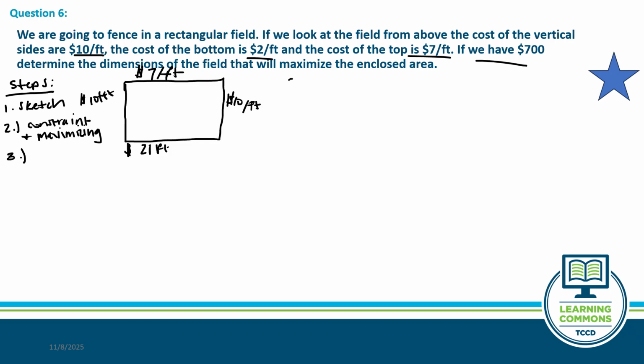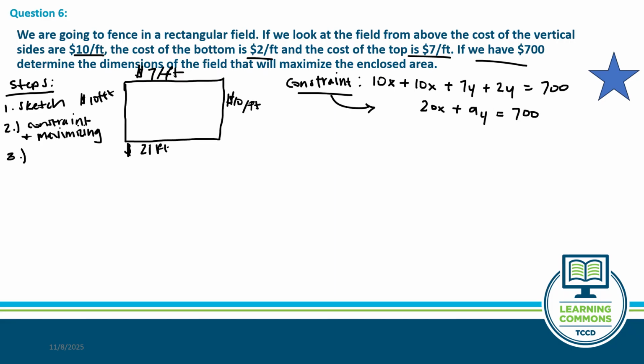my constraint equation is I have 10x plus 10y plus 7y plus 2y to get me to $700 total, right? This is all my cost. So 20x plus 9y equals 700. Okay, that's my constraint equation. Okay, I need 20 times x plus 9 of y to get me to 700. So x, y, there we are.